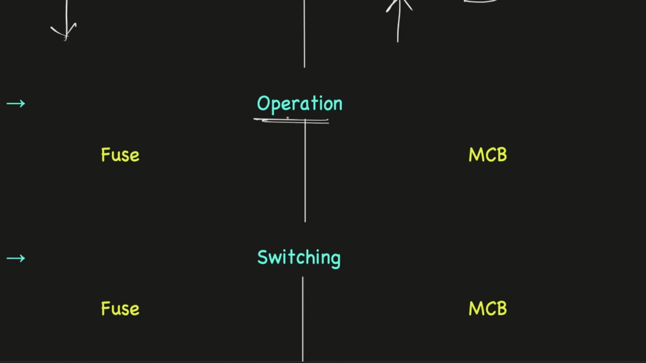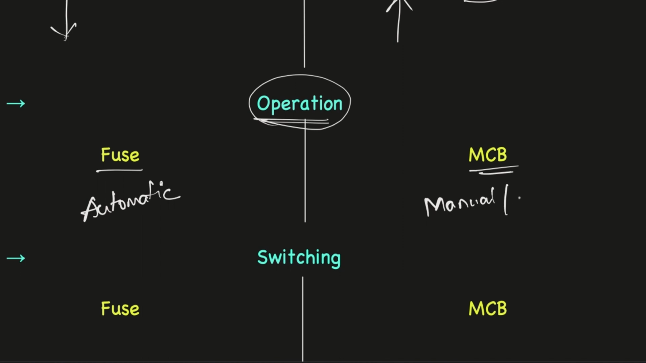The next point is the operation of a fuse and MCB. The operation of a fuse is completely automatic, whereas the operation of an MCB is manual and automatic. In the case of an MCB, you can manually trip the circuit or it will automatically get tripped when there is a fault. But it is not possible to manually trip the fuse because you have to use a special device called a fuse puller to pull out the fuse, which is not recommended.